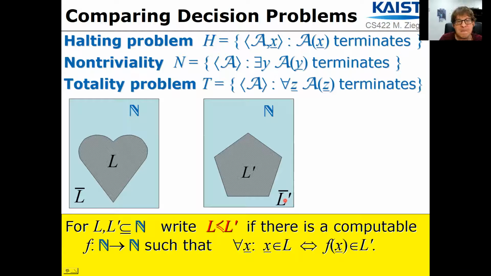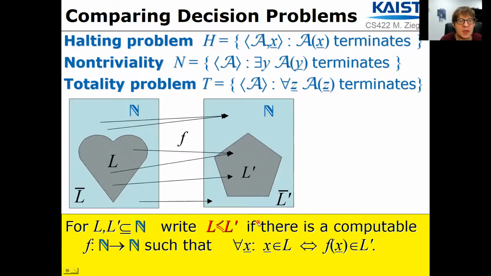Right. And why is that a reasonable way of formalizing that L is at most as difficult as L prime? Here's a depiction of such a function. It must map the elements which belong to L to elements which belong to L prime, like here. The function is not required to be injective. Here you see two different elements in L that are mapped to the same element of L prime.